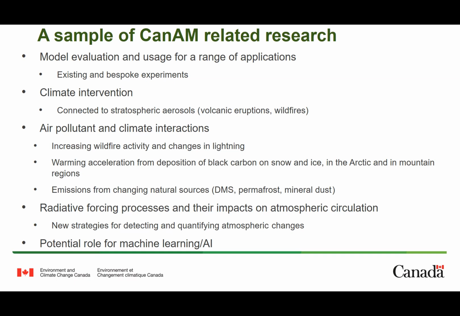Personally, one thing that I'm interested in is climate intervention or geoengineering, as you might have heard about. That is an area of research that could be useful, and it's connected to some of the developments we have to do. More broadly, it's also connected to stratospheric aerosols, so volcanic eruptions and wildfires. There's also work related to air pollution and climate interactions: the impact of wildfire activity, warming due to deposition of light absorbing particles on snow and ice, and emissions from changing sources. There are also broader questions about radiative forcing processes and their impacts on circulation. This could be related to changes in air pollutants and looking at different strategies. And on the flip side, it could also be related to climate intervention: if you put intentional radiative forcing changes in a certain region, how does that impact circulation and climate as a whole?